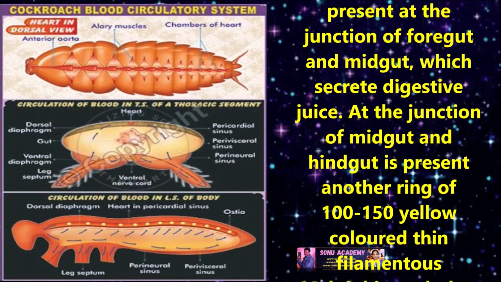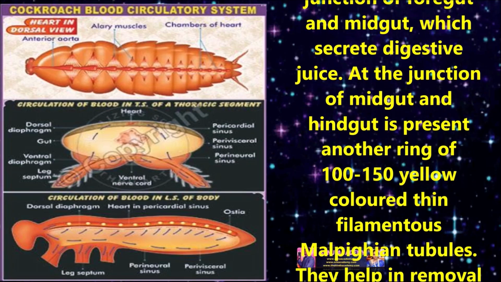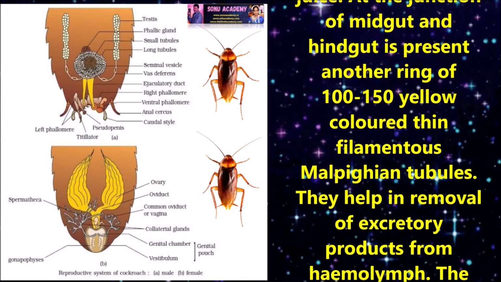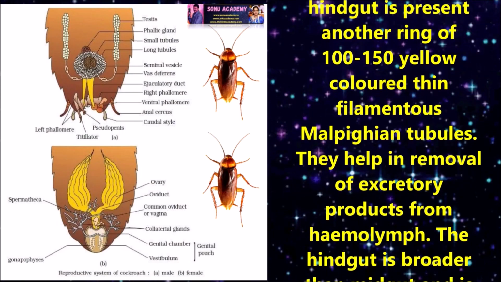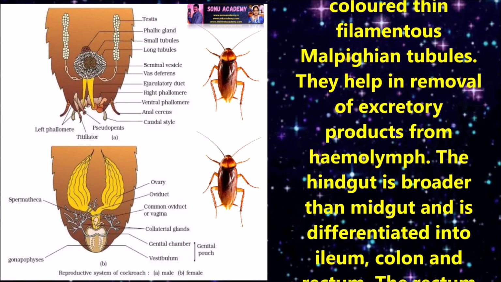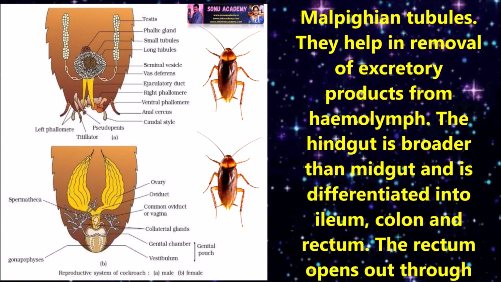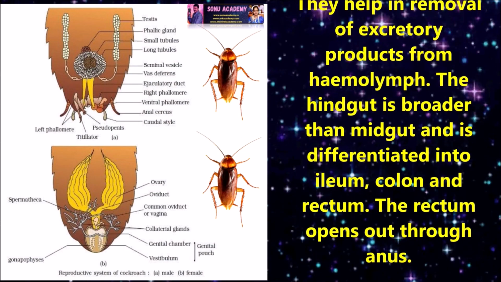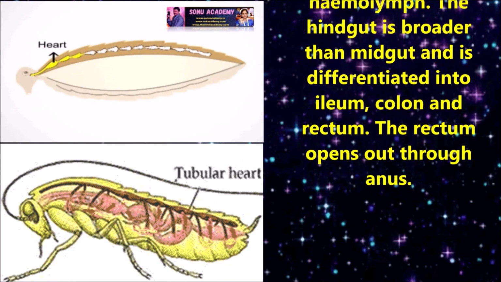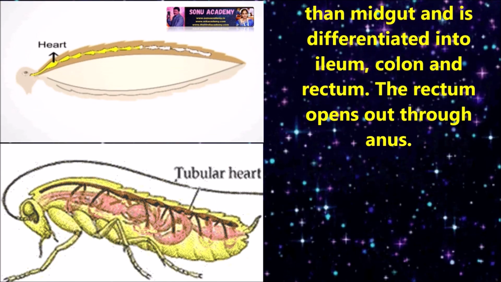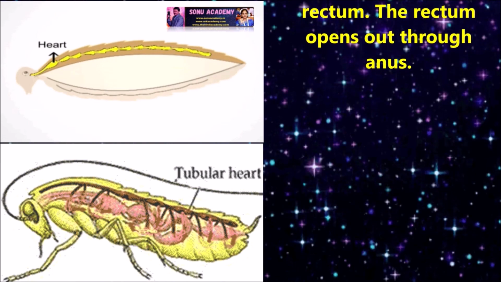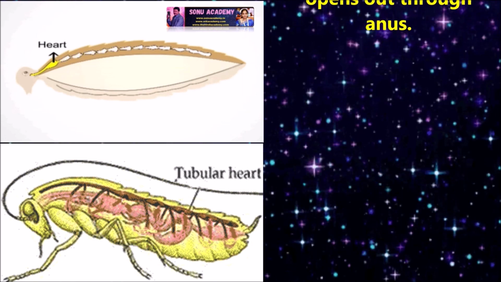A ring of 6 to 8 blind tubules called hepatic or gastric caecae is present at the junction of foregut and midgut, which secretes digestive juice. At the junction of midgut and hindgut is present another ring of 100 to 150 yellow colored thin filamentous Malpighian tubules. They help in removal of excretory products from hemolymph. The hindgut is broader than the midgut and is differentiated into ileum, colon and rectum. The rectum opens through the anus.